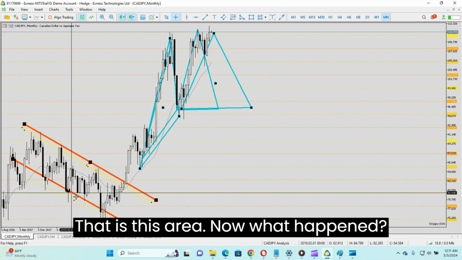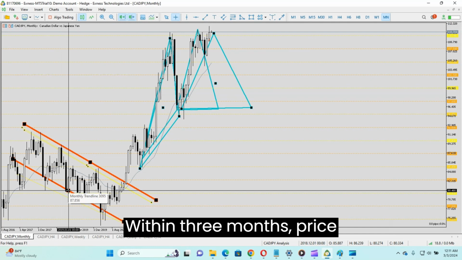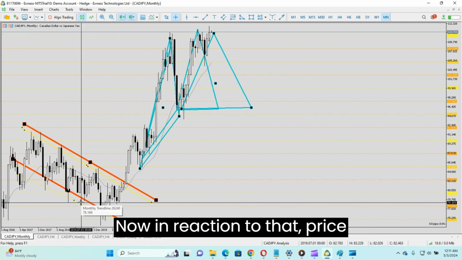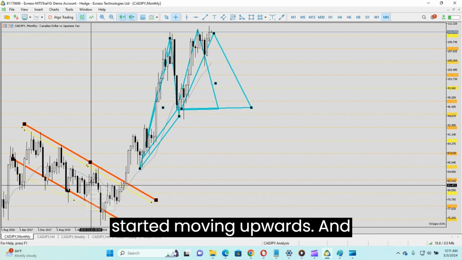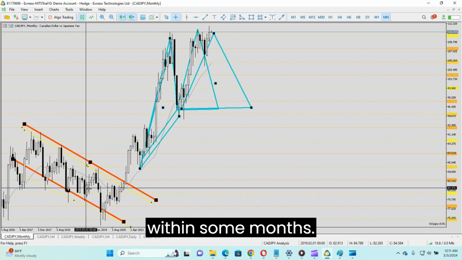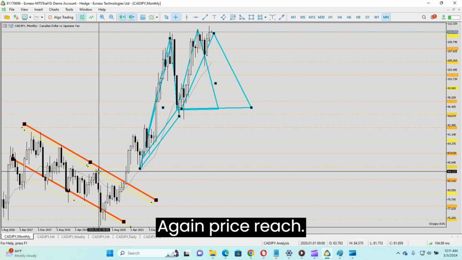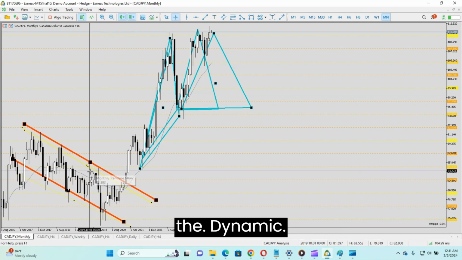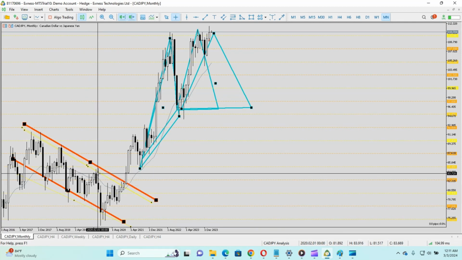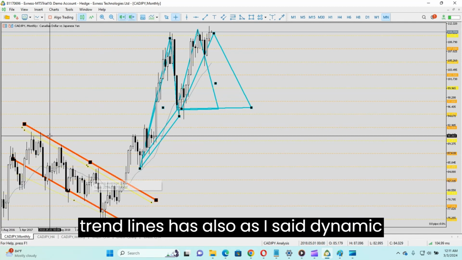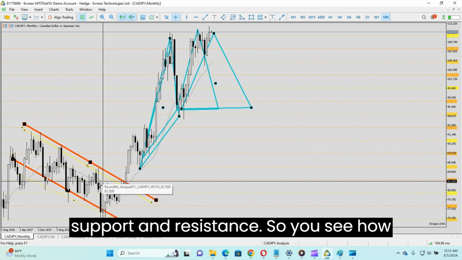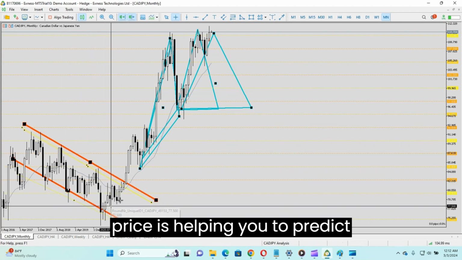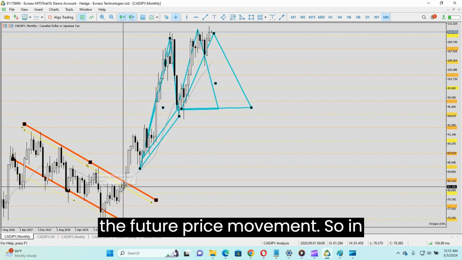So that will tell you that there is a possibility of price going down to touch the downward trend line. That is this area. Now, what happened? Within 3 months, price touched the downward trend line. Now, in reaction to that, price started moving upwards, and within some months, again, price reached the trend line, the dynamic resistance. So these trend lines also act as dynamic support and resistance. So you see how price is reacting to it. So the price is helping you to predict the future price movement.